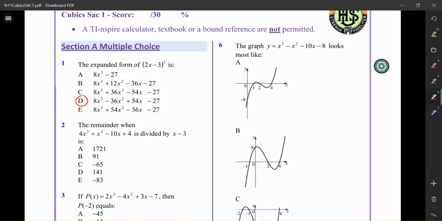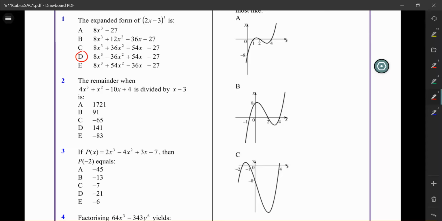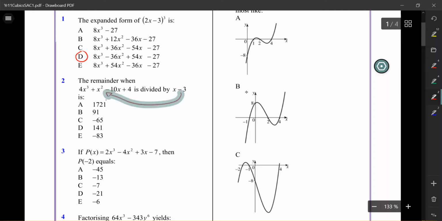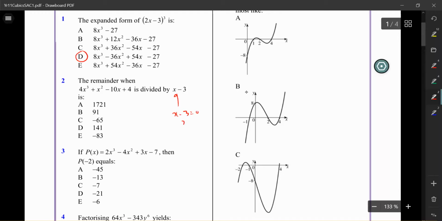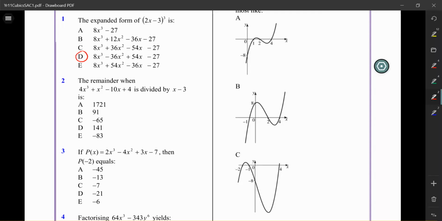Okay. Next one. The remainder when 4x cubed plus x squared minus 10x plus 4 is divided by x minus 3. Again, you can just substitute 3 in and you get your answer. But again, it's up to you how you want to do it. Remember remainder theorem: you can rearrange x minus 3 to find x equals 3 and substitute 3 into the equation. Whatever that answer is, that's your remainder. That's exercise 6c. Alternatively, you can do the long division, taking the cubic divided by the linear factor, and you'll get your remainder as well.